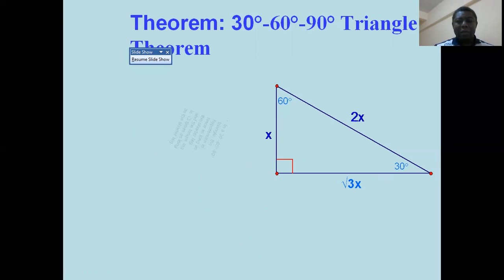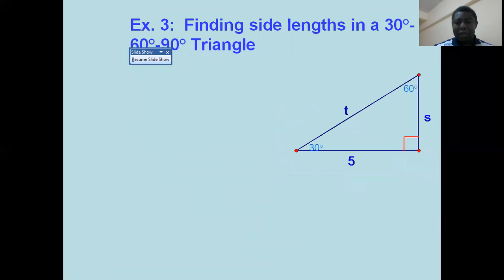Now let's look at some of the examples. Example 3 says finding side length in a 30, 60, 90 triangle. How do we do that? We want to look for this side length here. We want to look for x, and we also want to look for t.